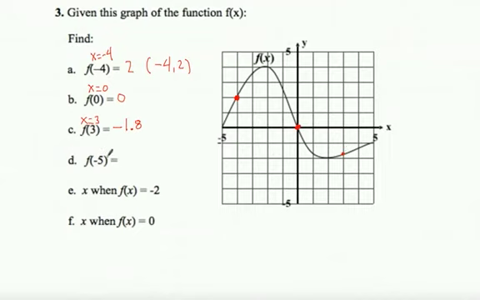D says f of -5. So that means that I'm looking at x equals -5. So I'm going to go on the x-axis to where I have -5 and see what's happening on the graph. I see that the graph is right here, which means our output, or our y value, must be 0 because we have the point (-5, 0).